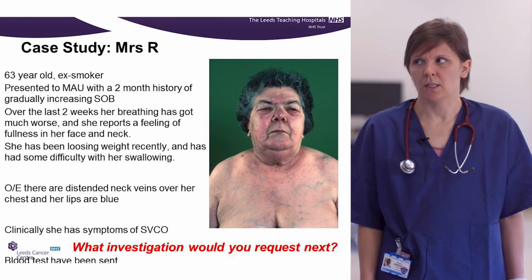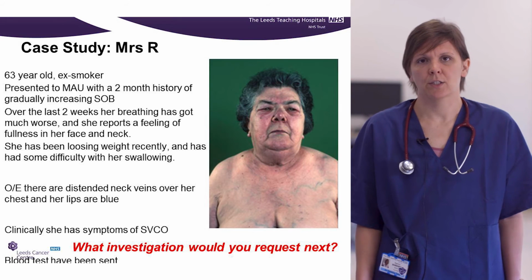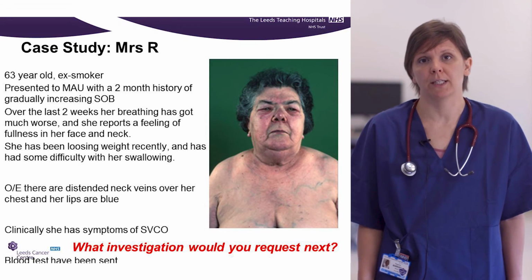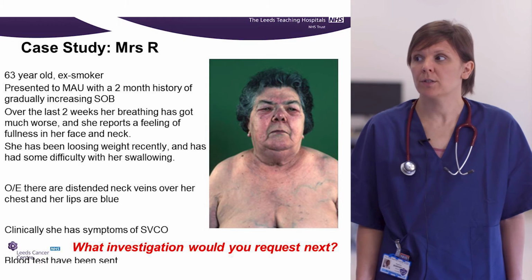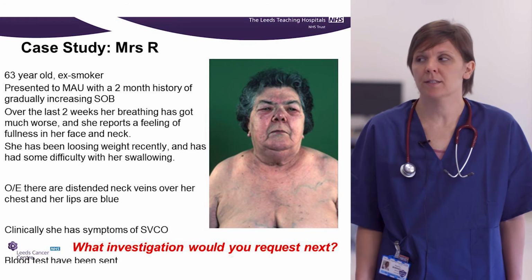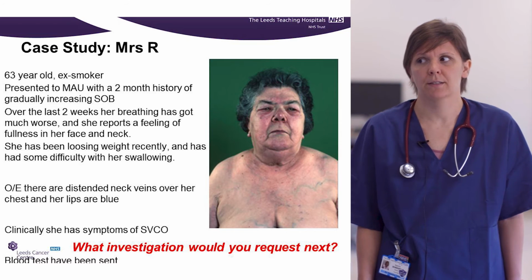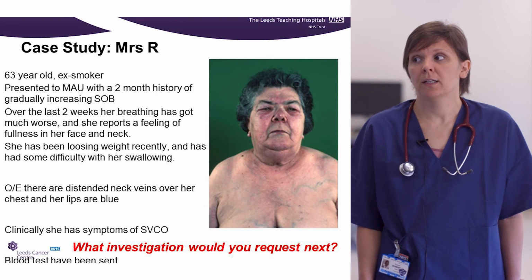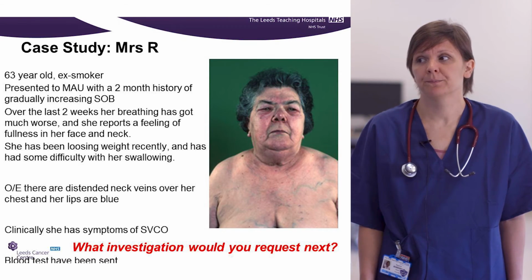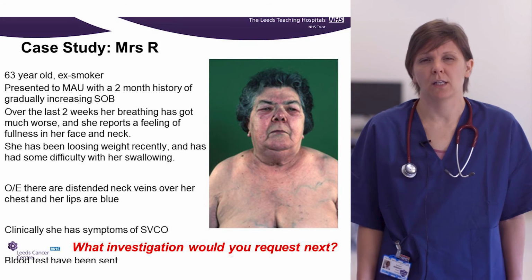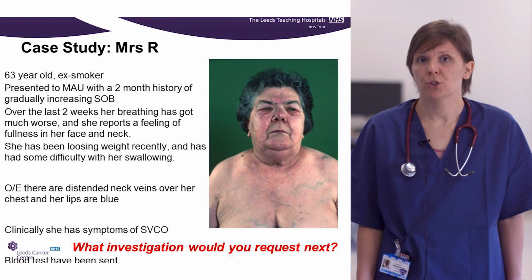Case study. Mrs. R is a 63-year-old ex-smoker who presented to the acute assessment unit with a 2-month history of gradually increasing shortness of breath. Over the last 2 weeks, her breathing has got worse. She describes a fullness of her face and her neck, and she describes some veins that have appeared across her chest. She's been losing weight recently and has some difficulty now with her swallowing. When you examine her, there's distended neck veins, her chest and her lips are blue. Clinically, she has signs of SVCO.